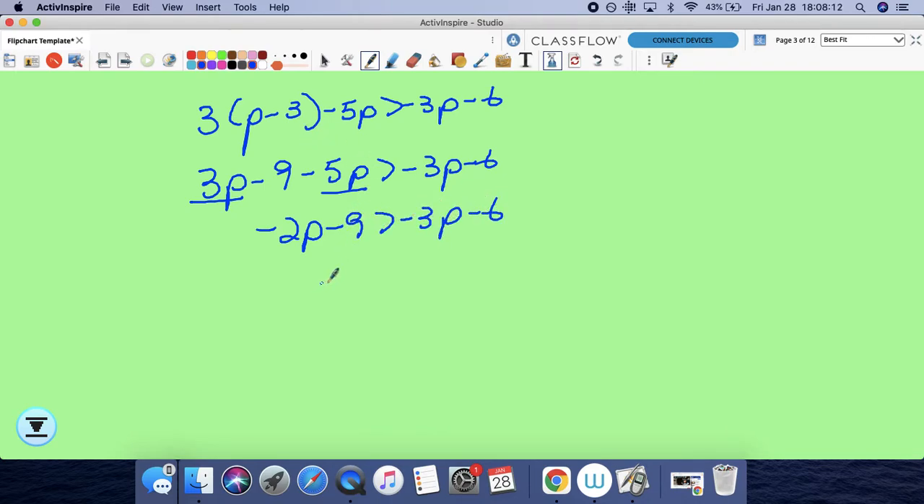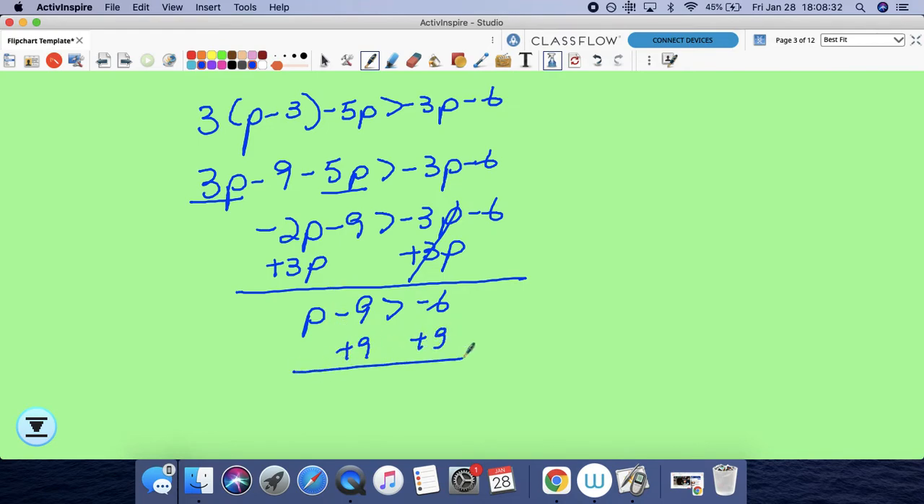Variables on both sides. Let's get rid of the small one. I'm going to get rid of a negative 3p. You get rid of whichever one you find better for you. Negative 2p and 3p is p minus 9 greater. This goes away. Minus 6. Plus 9 on both sides. And p is greater than 3. Oh, no. Alright, so number line. The solution to this are all the numbers greater than 3. We're going to point that way.